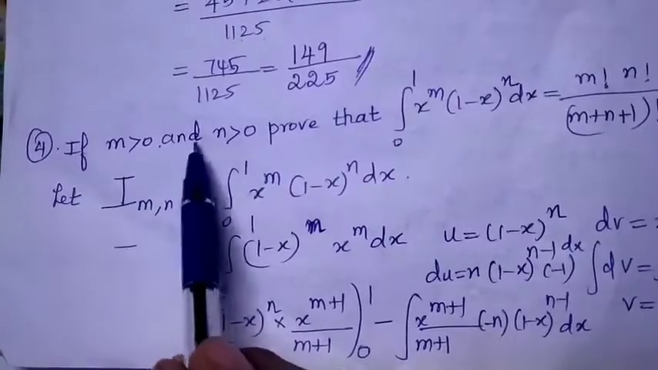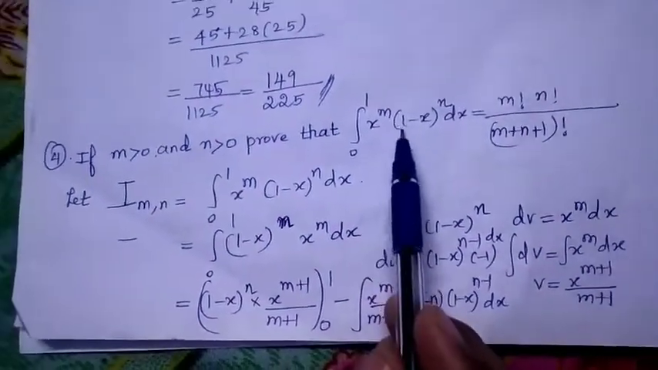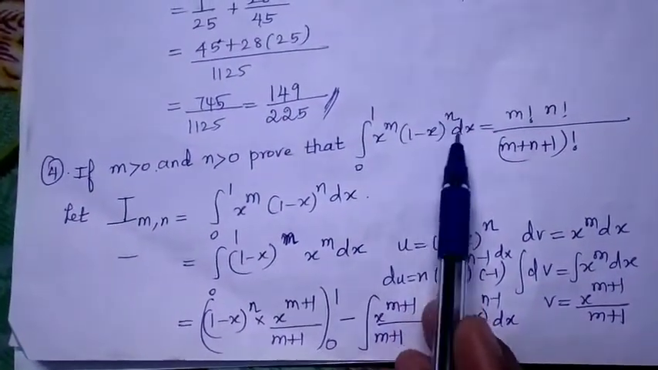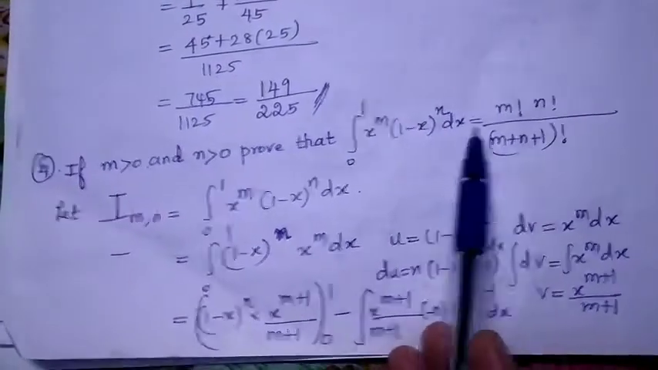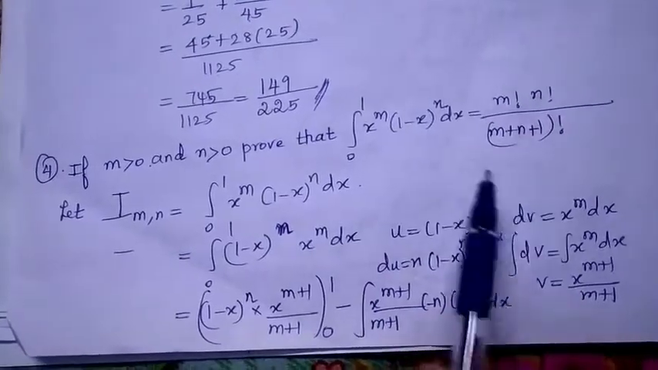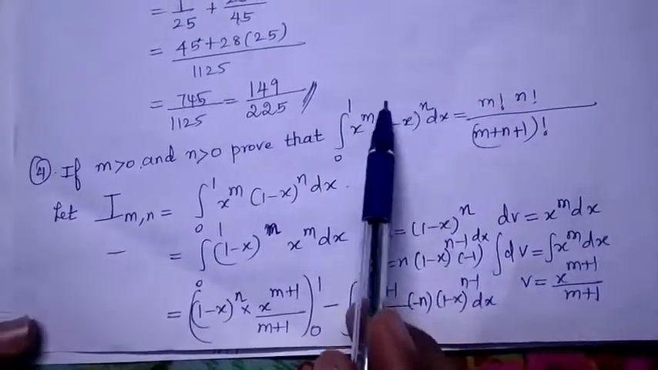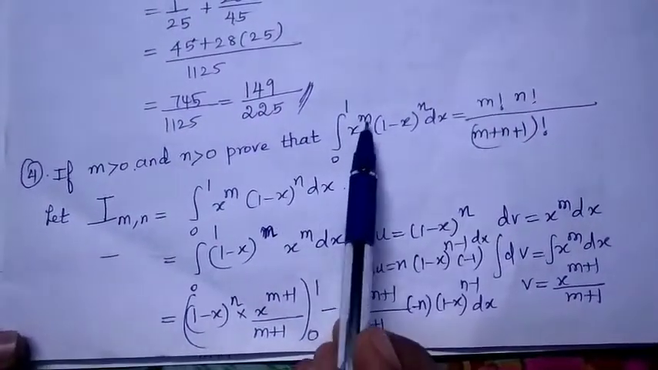Greater than 0 and n greater than 0. Prove that integral 0 to 1 x power m into 1 minus x power n into dx equal to m factorial into n factorial divided by m plus n plus 1 factorial, right? So let us take the left hand side and we will prove that this is equal to the right hand side, right?